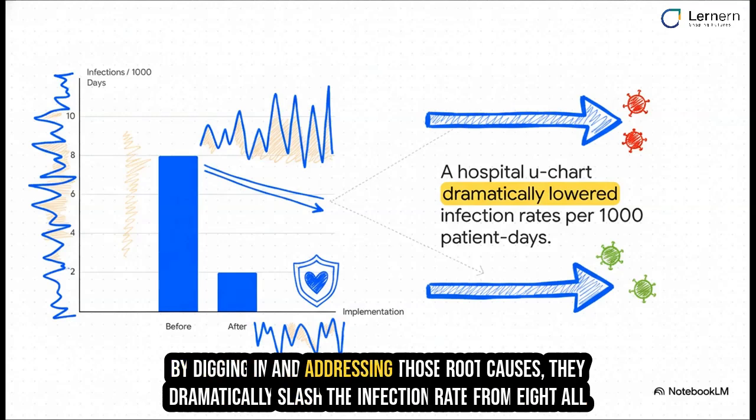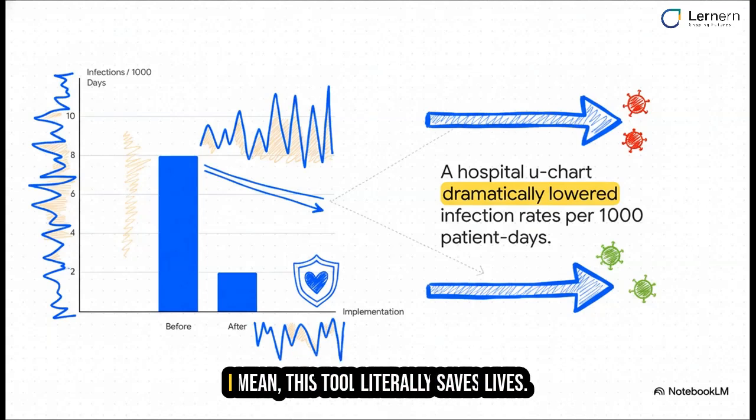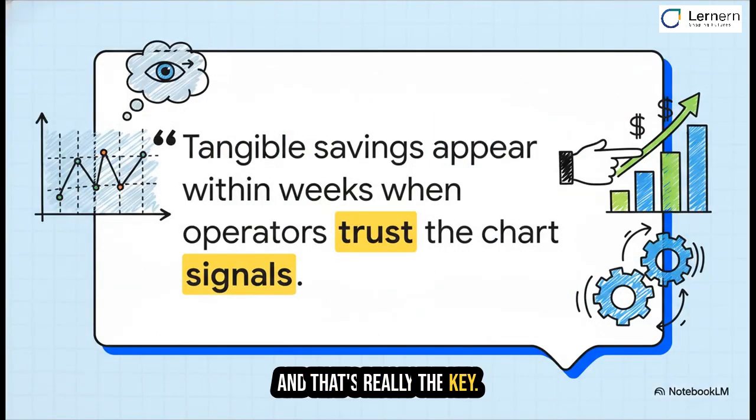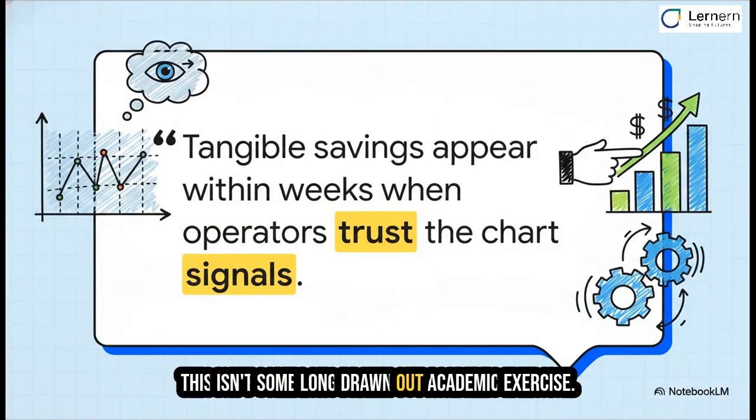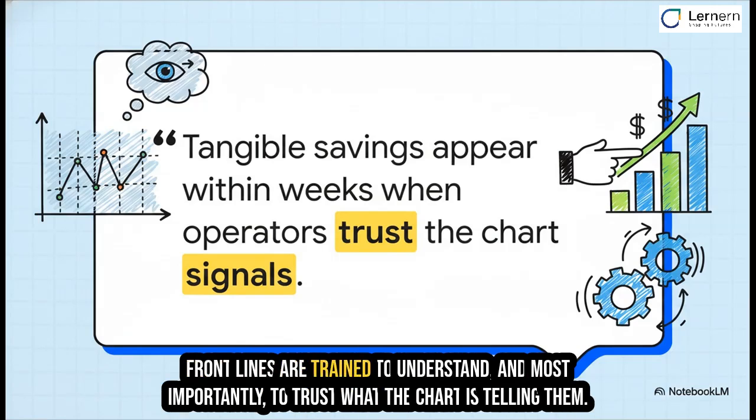By digging in and addressing those root causes, they dramatically slashed the infection rate from 8 all the way down to just 2 per 1,000 patient days. I mean, this tool literally saves lives. And that's really the key. This isn't some long, drawn-out academic exercise. The impact is fast and it's tangible, but, and this is a big but, only when the people on the front lines are trained to understand and, most importantly, to trust what the chart is telling them.